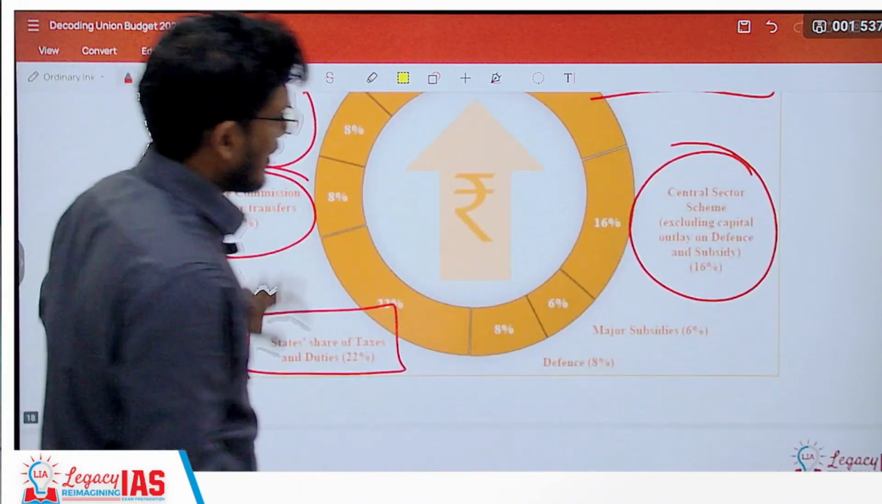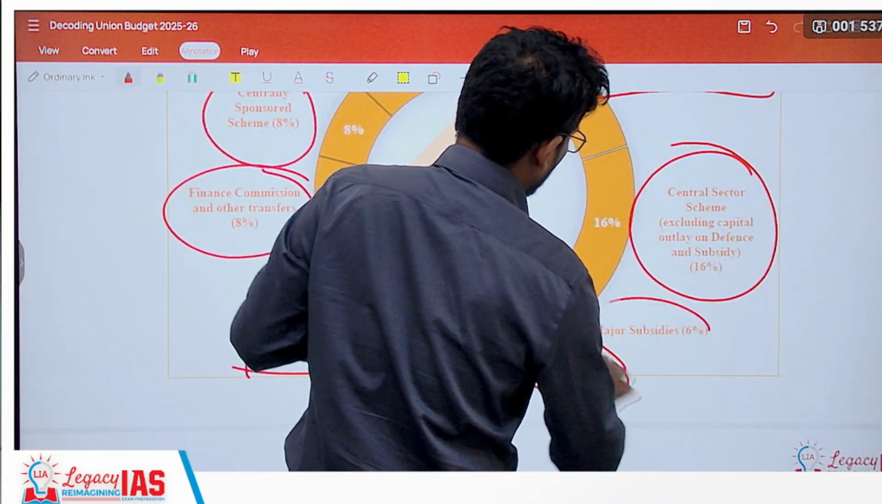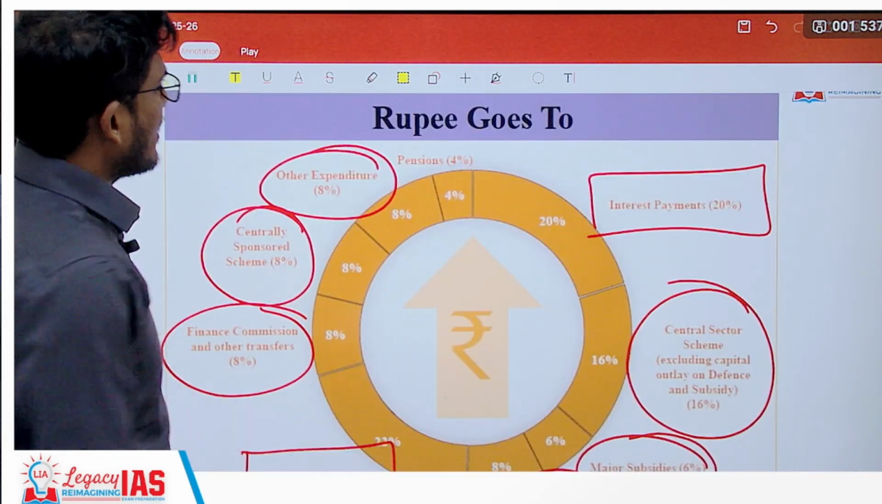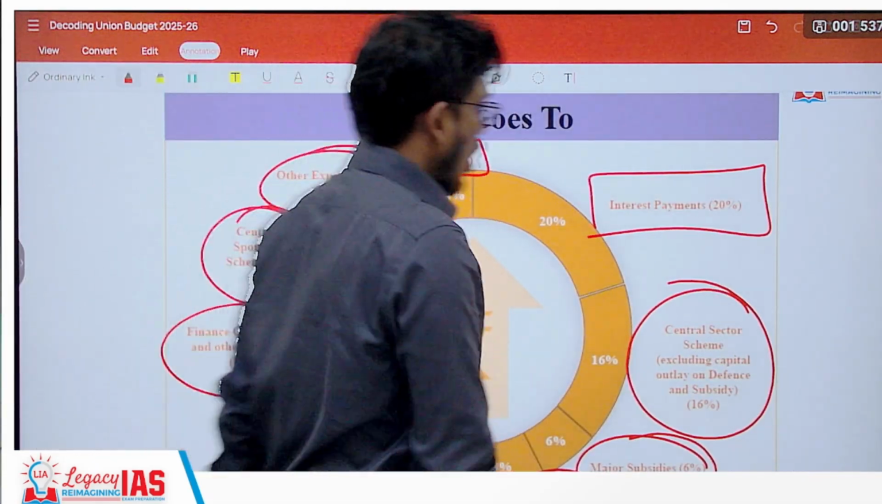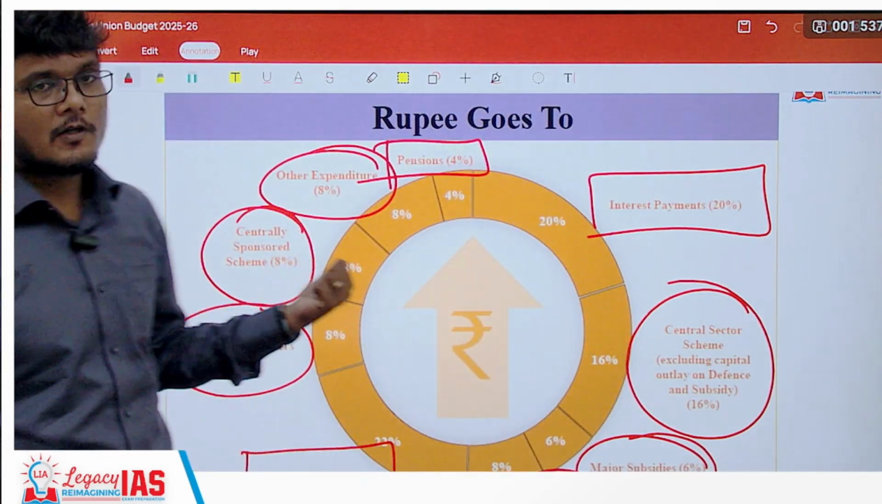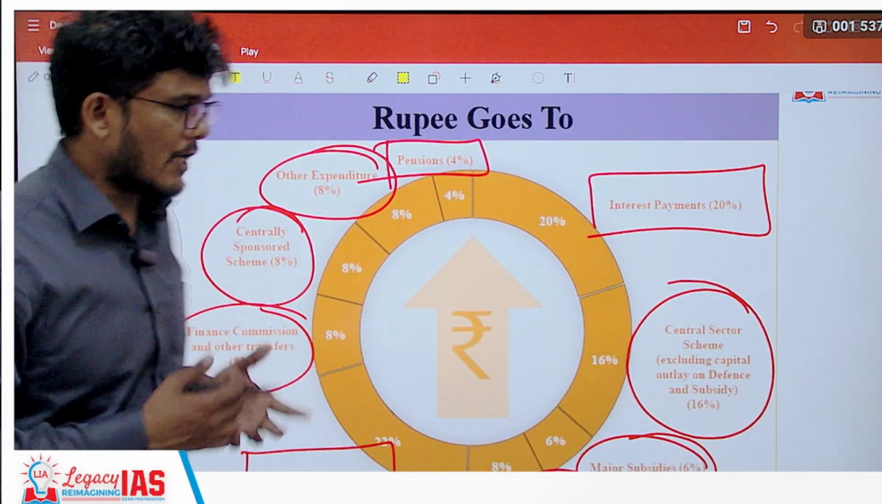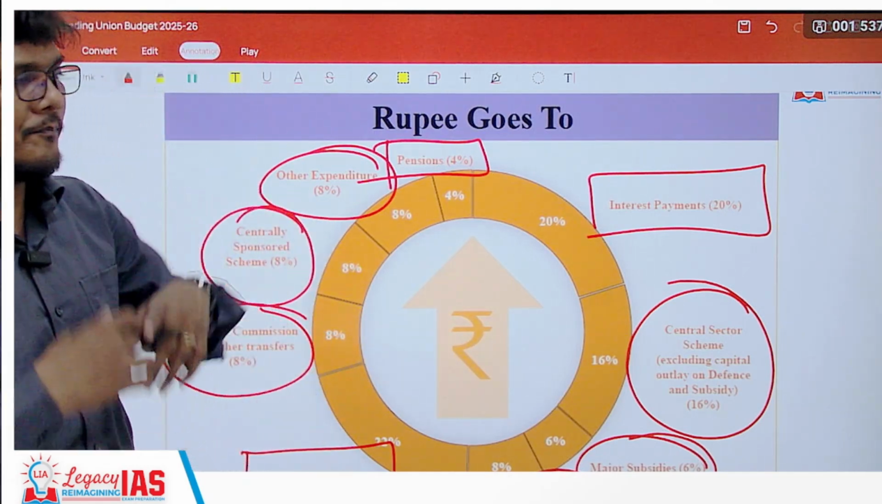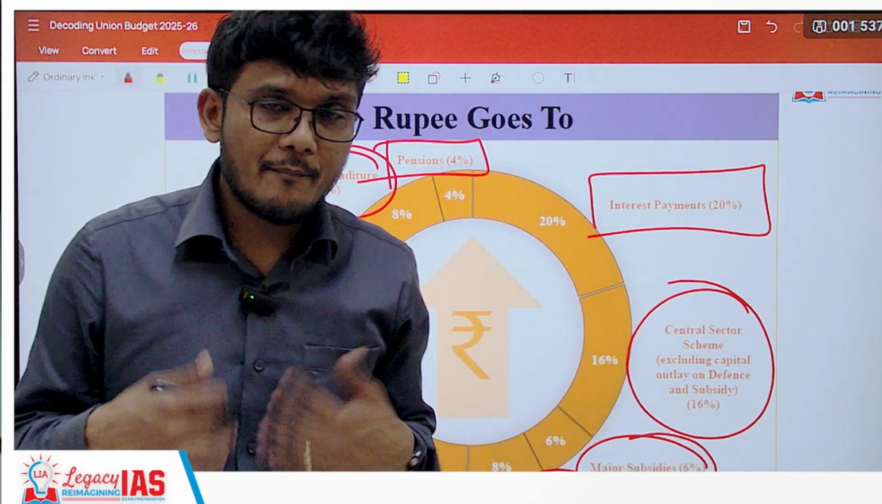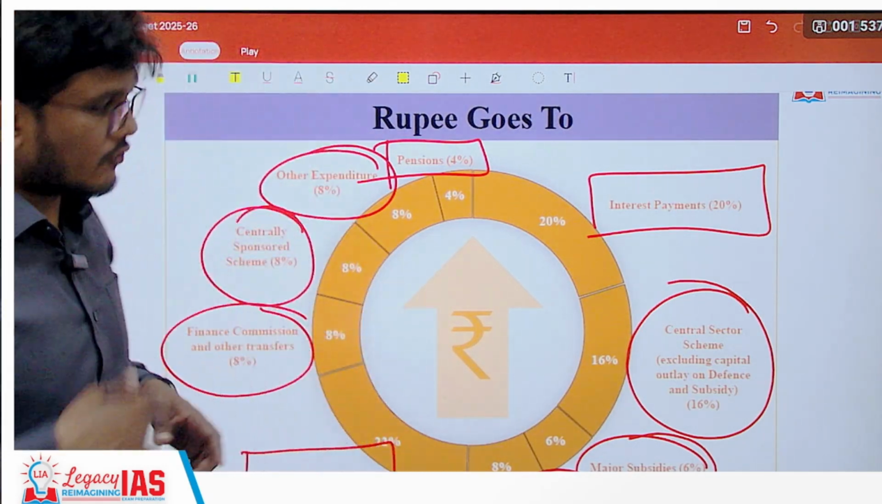After this you have 8% on defense, then major subsidies, National Food Security Act, MGNREGA, etc. And then finally pension. Now pension, the government stopped the old pension long back, still it's 4%. So it is a high number, but still the stopping of pension was criticized a lot. Even now it is criticized. The government can relook at it to start the pension again.